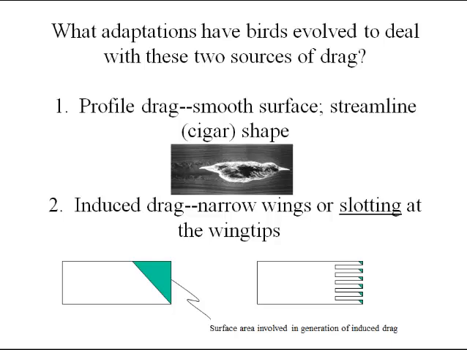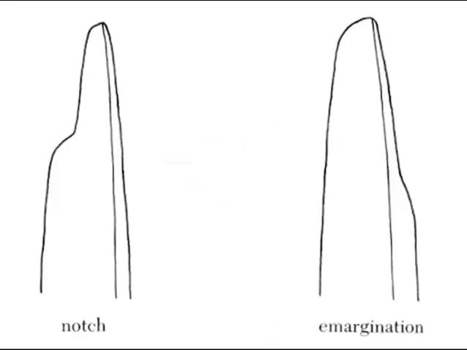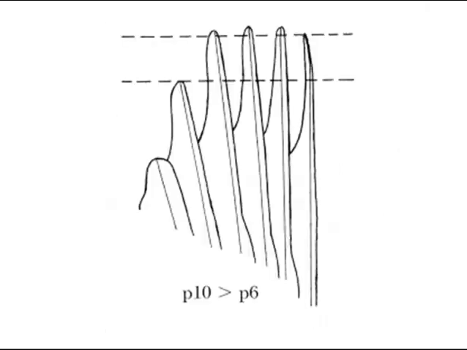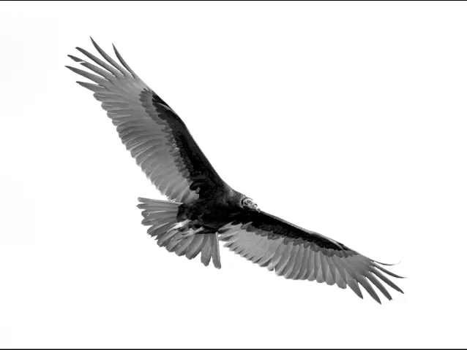Now, the way you make slotting is you modify the feathers. So the feathers at the very tip of the wing, the primaries at the very front of the wing, are notched on the back side of the feather, right, in that vein. And on the leading edge of the feather, they're emarginated. So notched behind, emarginated ahead, and you put a series of feathers together, and this is what they look like then. Because of that emargination and notching, you have openings created, and therefore you can reduce induced drag. Cool photo of this vulture.